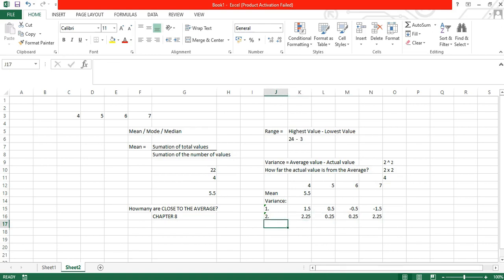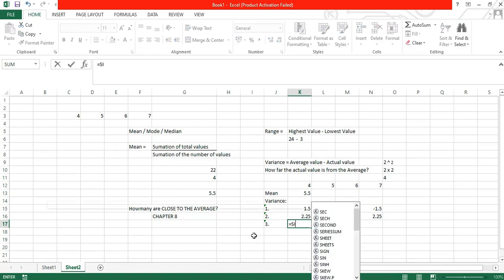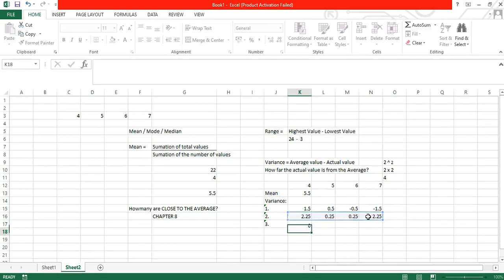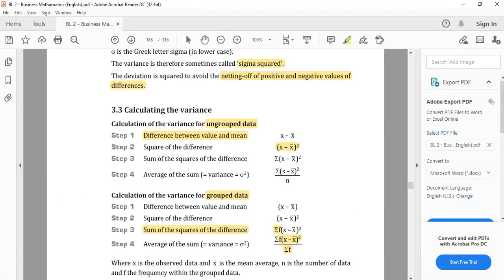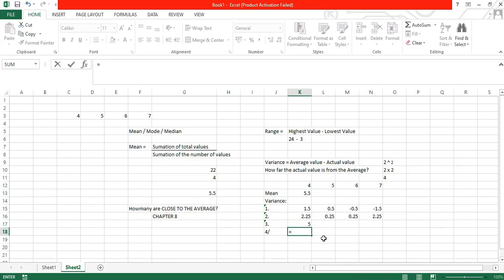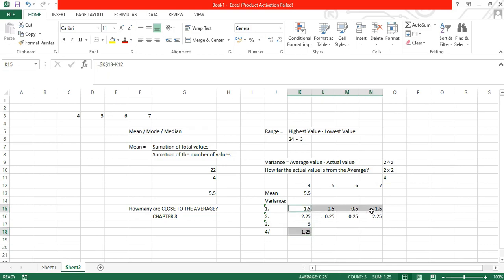And then step 3, they say take the total. So the total of these is 5. And then what's the 4th step? Average of the sum. So the average is 5 divided by how many items? 1, 2, 3, 4. So your average, the variance, is 1.25.